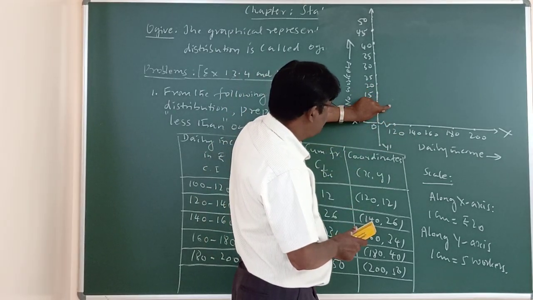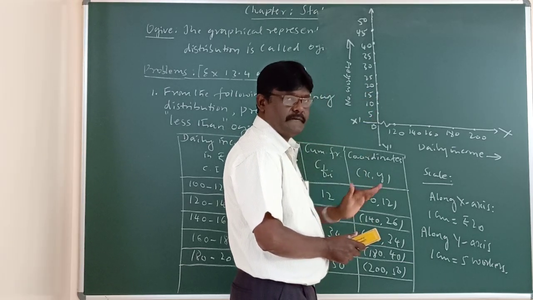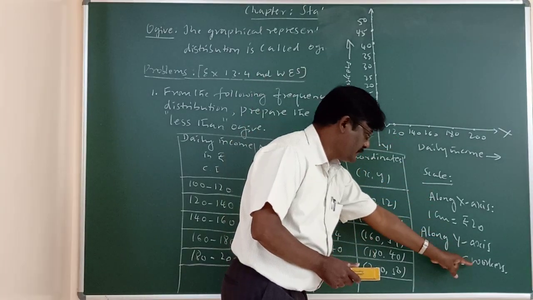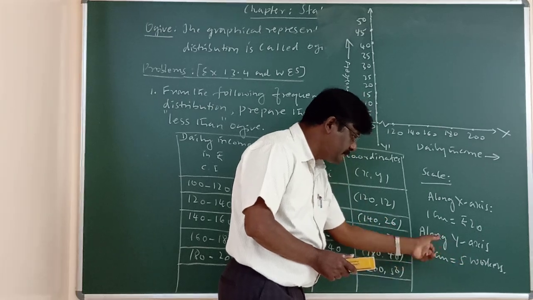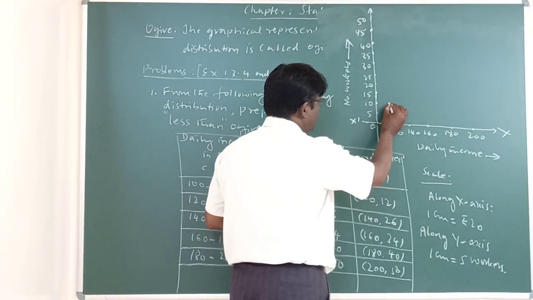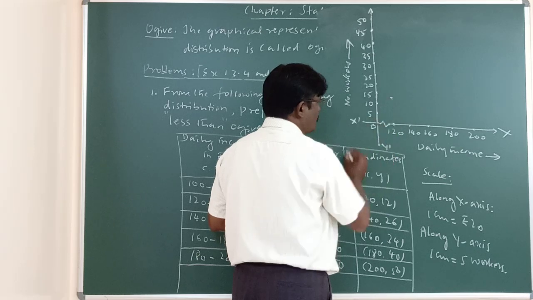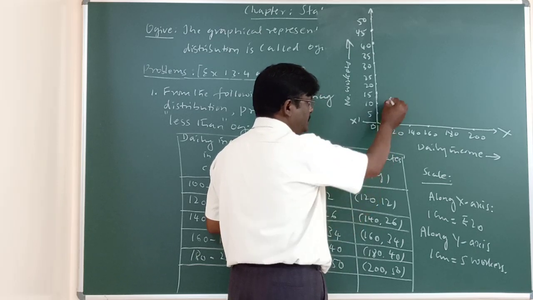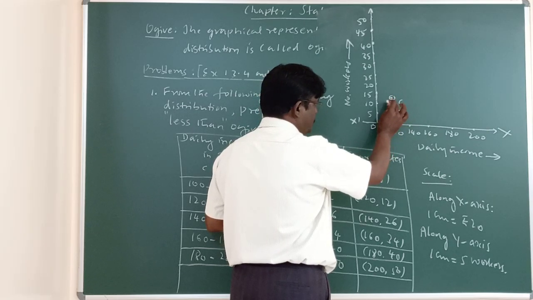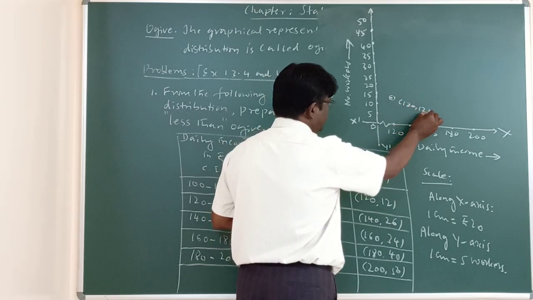Now, after 10 it comes 2. 12 means 10 plus 2. Each worker is 2 divisions. That means 2 divisions denote 1 worker. Hence now for 120, then 12 means after 10 we have to take 4 divisions. Take 4 divisions, just make a dot and encircle it. This denotes the point whose coordinates are 120, 12.